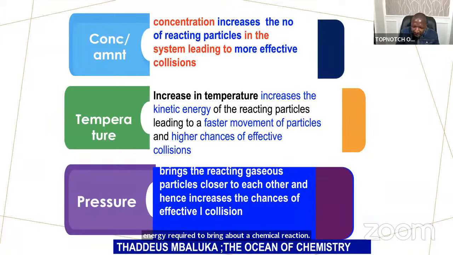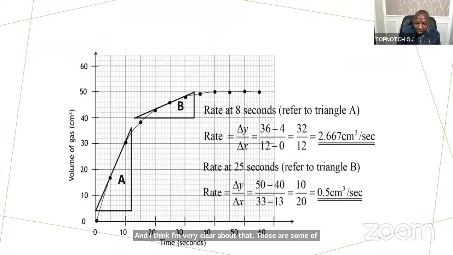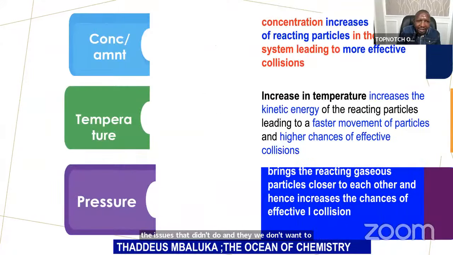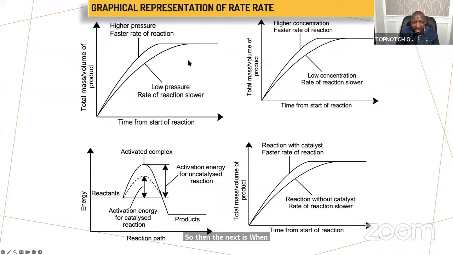Those are some of the mistakes that students make. So then the next is, when you're told to draw a diagram, for example of the total mass of the product, maybe of calcium carbonate, against time. This is something that is very common with students. When they are told to draw something taking place at a higher temperature or higher pressure, when they are told higher, they draw it like this.